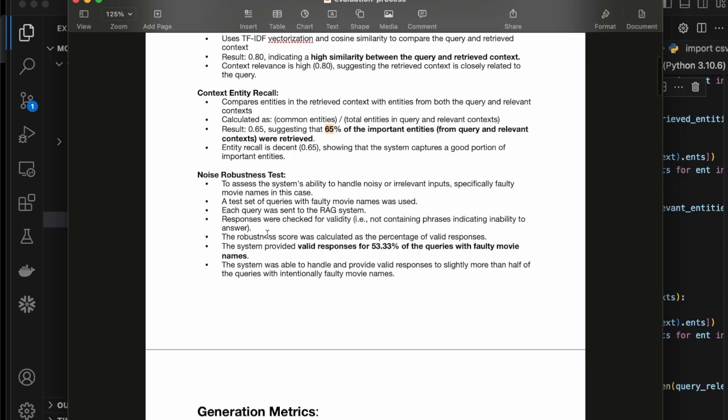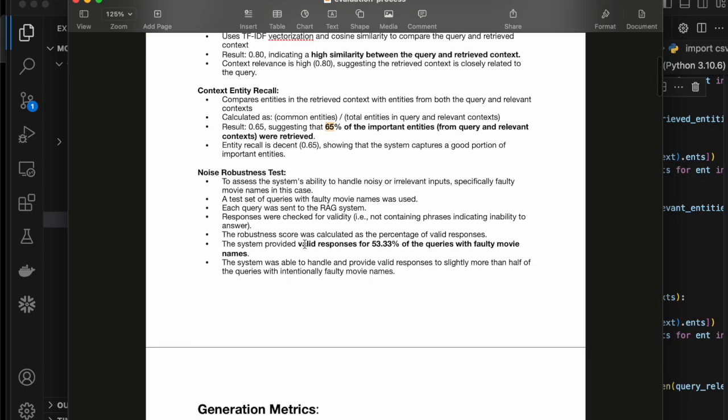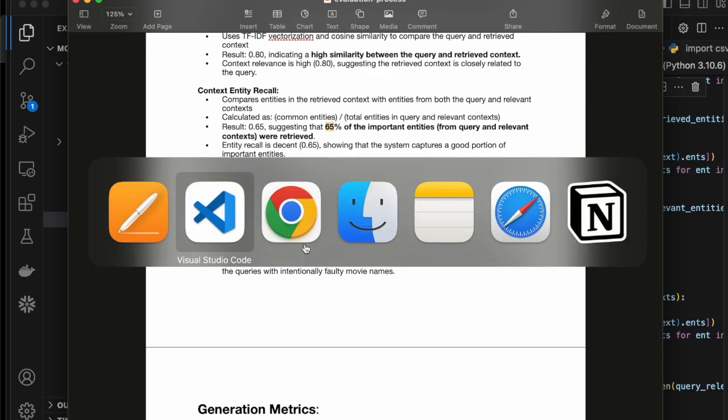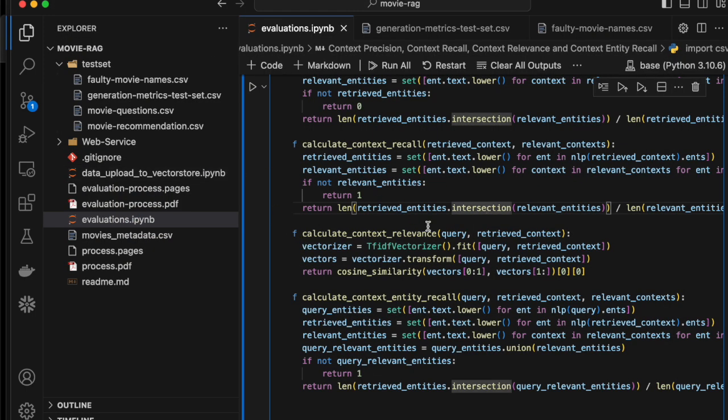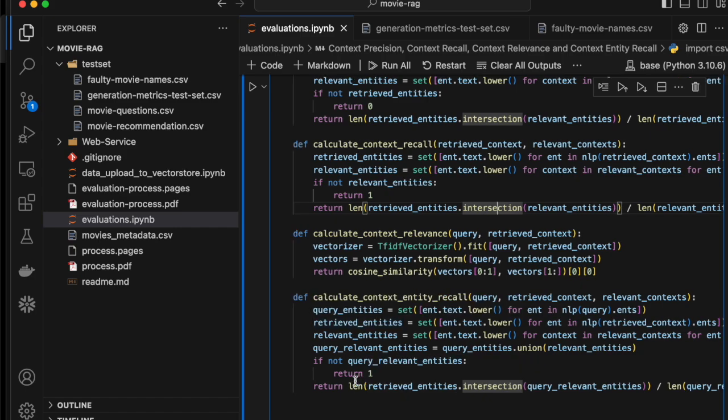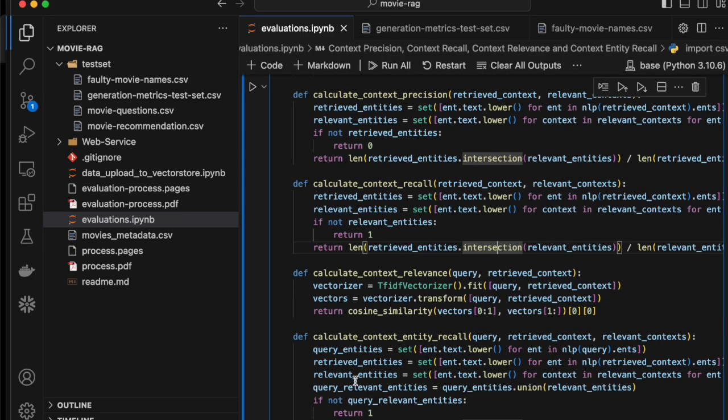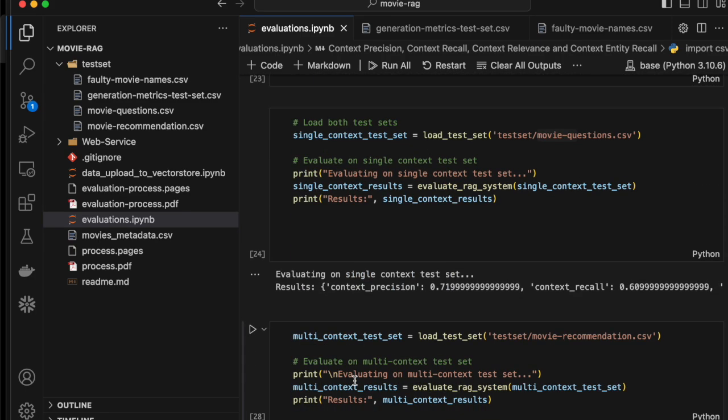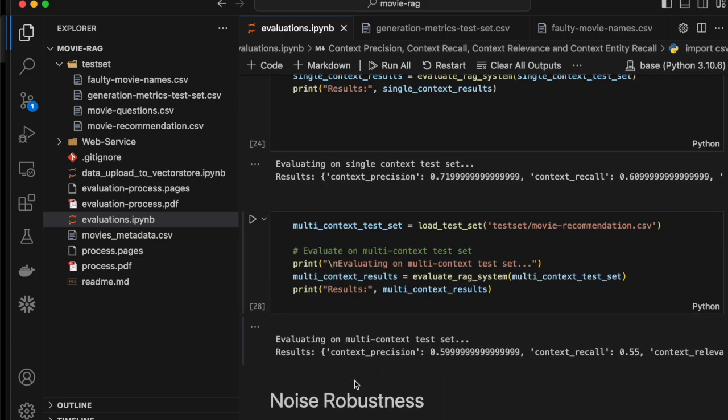Then moving on to the noise robustness test, where we create faulty names for the metrics that we have discussed till now. We are using the same two different datasets to calculate them, taking the average, and displaying it over there.